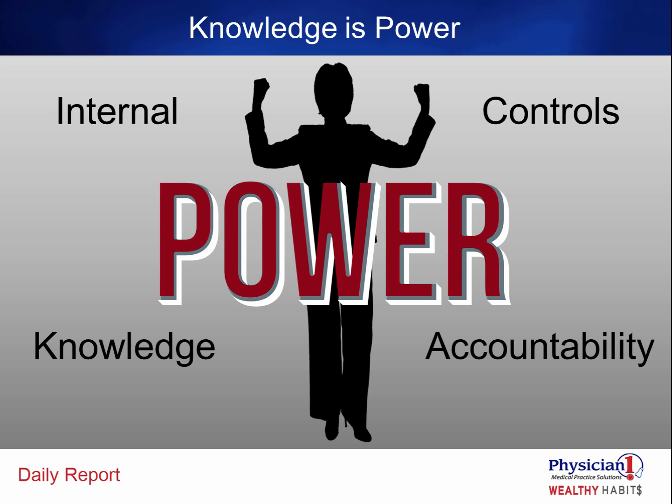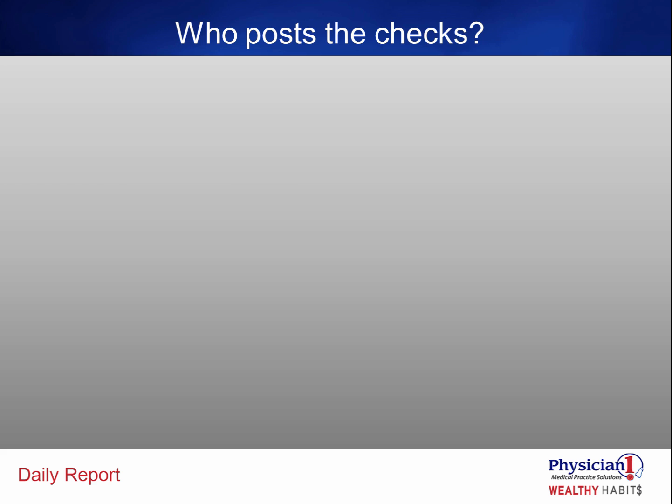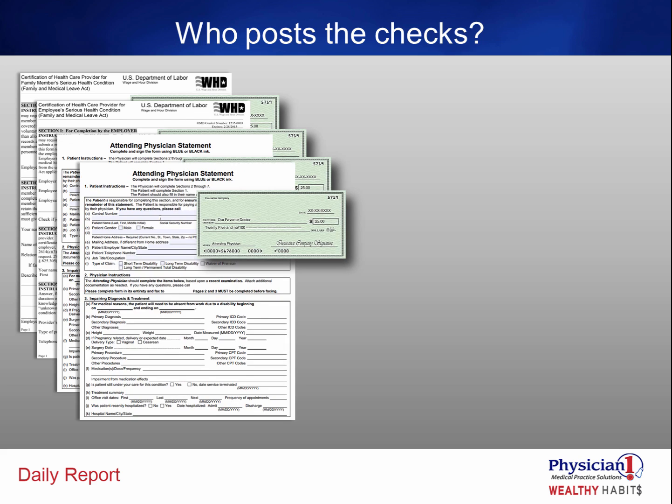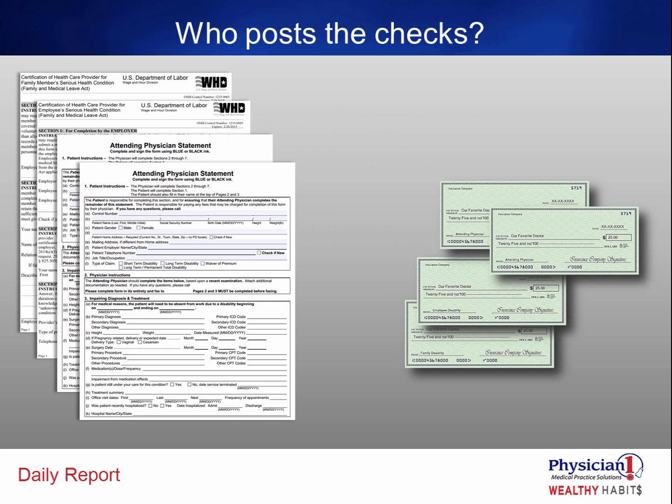Before we review, let me tell you about the clever thief. Certain specialties fill out a lot of attending physician statements, family medical leave authorization forms, disability forms, things like that. There's typically a small fee, like $25, that's collected prior to filling out the forms to help cover the cost of your staff's time. I was hired by a practice to do training on a new software program. During the training, I asked a simple question. How do you post your $25 form payments?